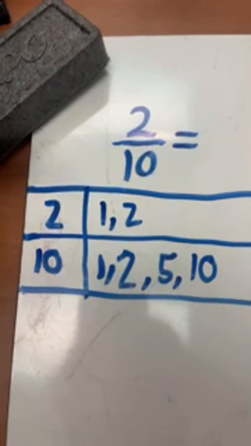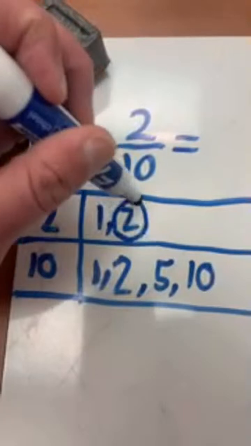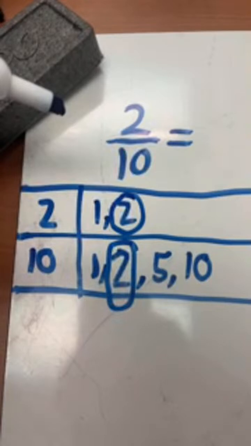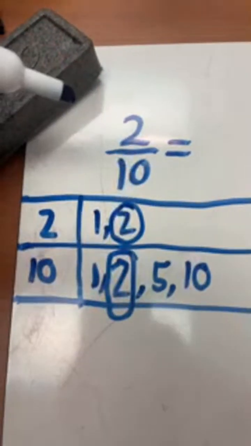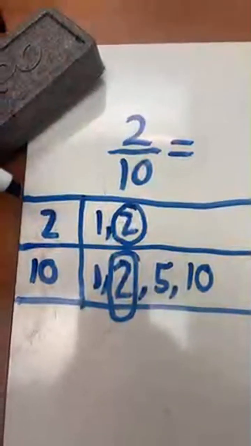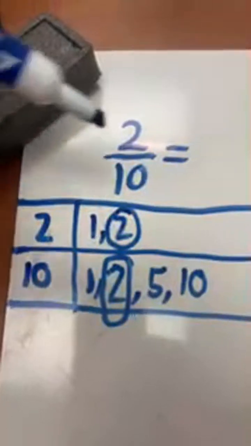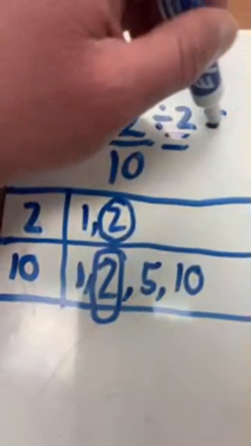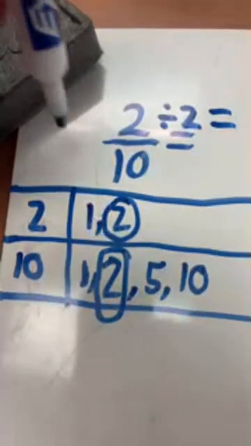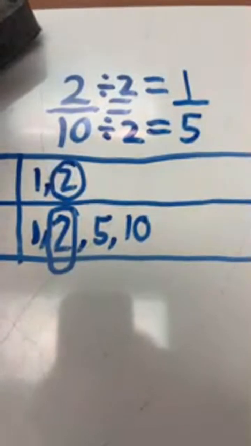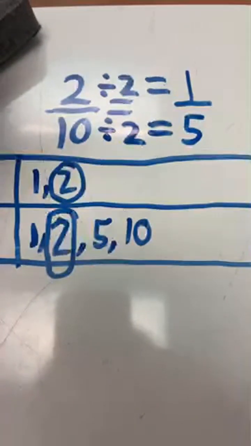The greatest common factor is 2. 2 is a factor of 2, and 2 is a factor of 10. So 2 is our greatest common factor. Even though there's 2 factors listed here that are bigger than 2, they're not common factors because they're only factors of 10. They're not factors of 2. So 2 is what we need to divide by. So 2 divided by 2 equals 1. 10 divided by 2 equals 5. So 2/10 reduced to lowest terms equals 1/5.